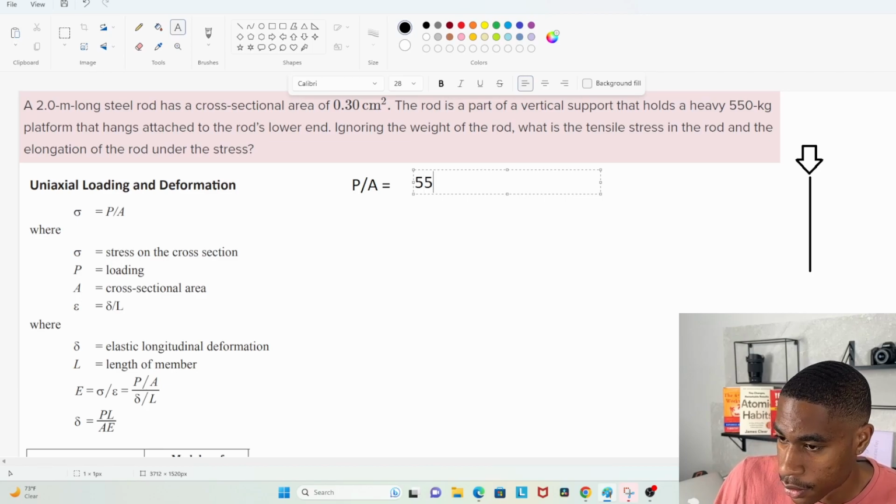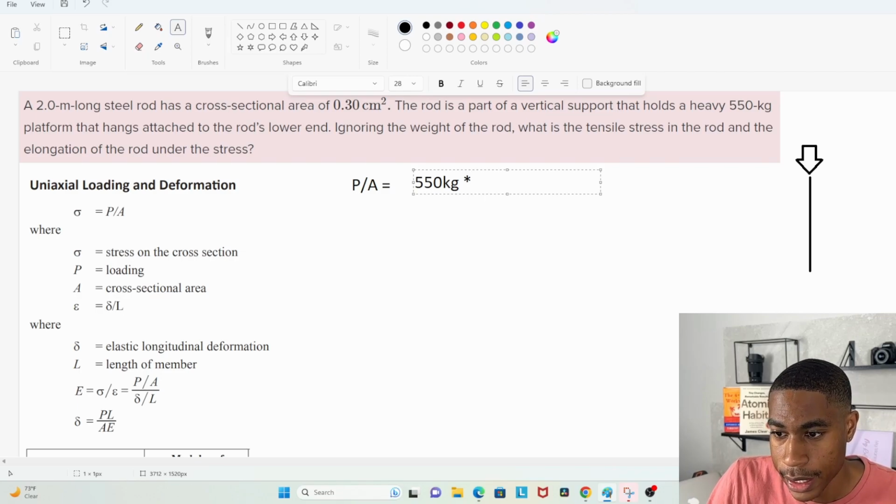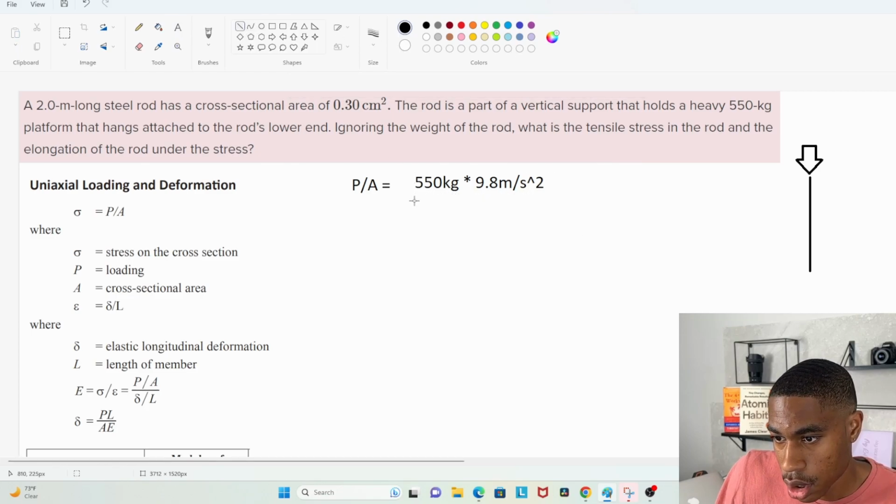550 kg. So how do we get a weight, right? If we're given a mass, we have to multiply that mass times gravity to give us our weight. So what is gravity in this case? 9.8 meters per second squared, right? And then this all over A, right?